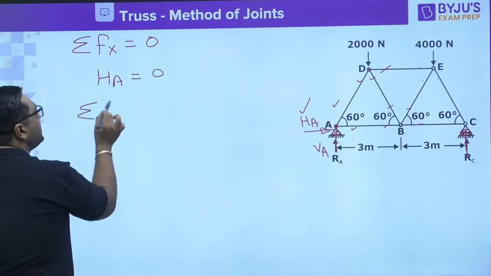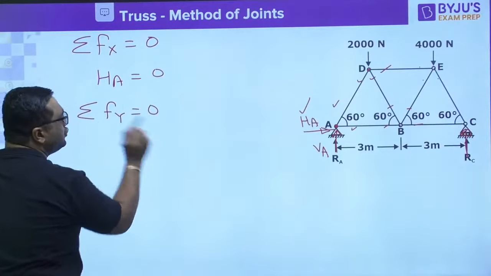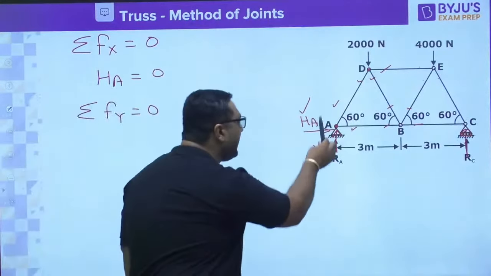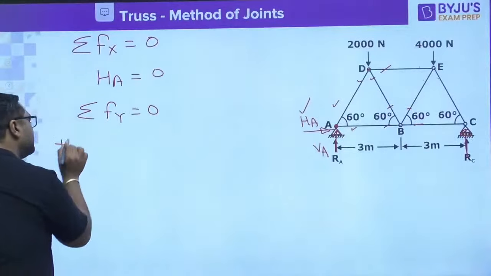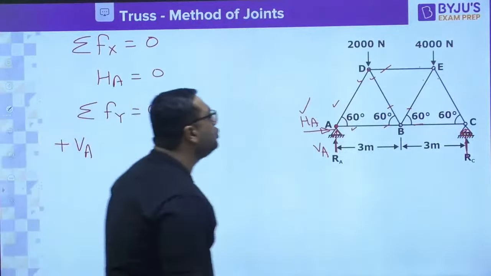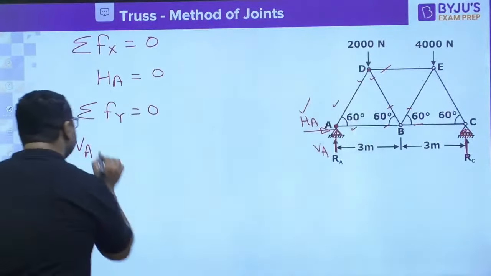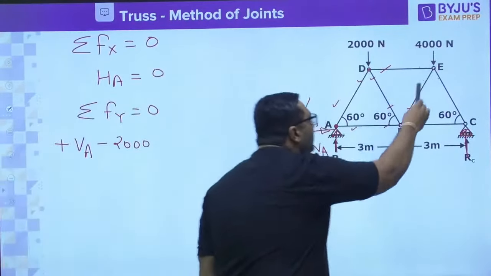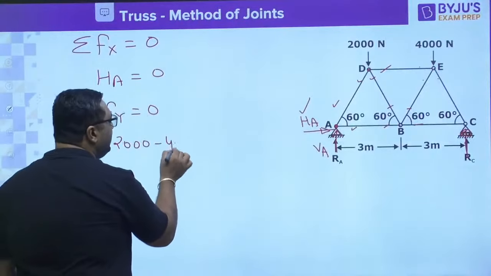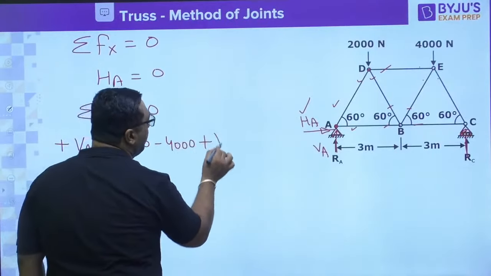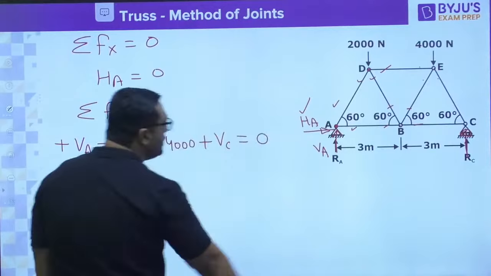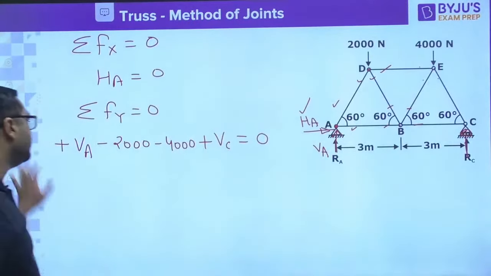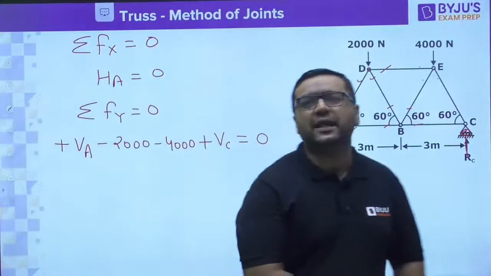Then my dear, second equation will be summation Fy equals 0. You know that this VA is acting upward, so you will say plus VA. Then you know that 2000 is acting downward, so you will say minus 2000. Then 4000 is acting downward, so you will say minus 4000. Then VC is acting upward, this is going to be 0. So my dear, these are the vertical forces. All these are external forces.